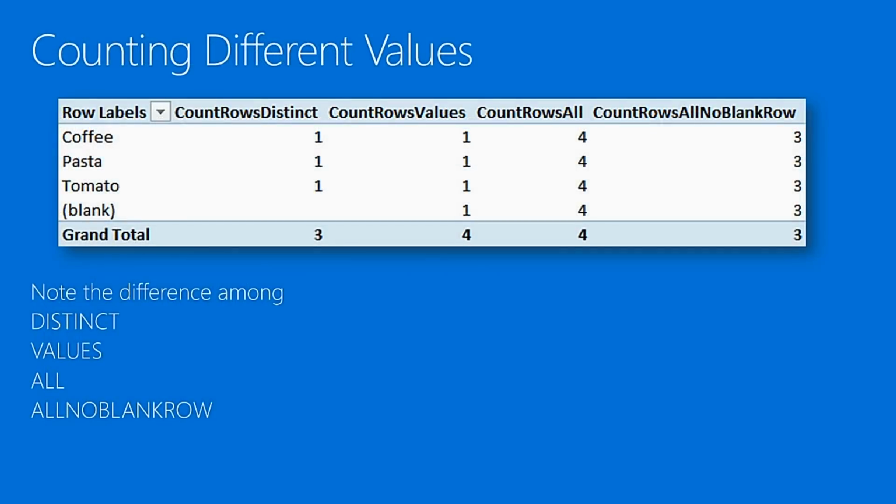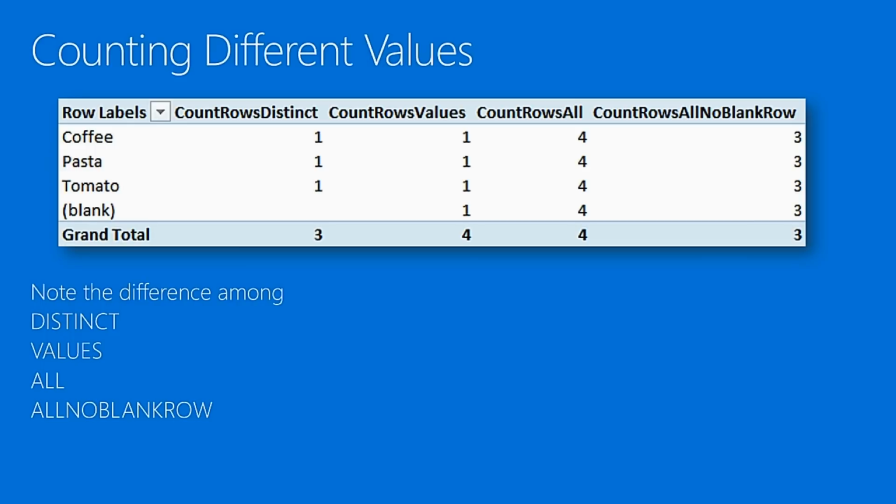The next slide, hopefully it's useful to see the difference. I created a few measures. One does a count rows distinct, the other one does a count rows of values, then count rows of all, and count rows of all no blank row. And then I put everything in a pivot table. And you see that count rows of distinct, since distinct does not consider the blank row, you see 1, 1, 1, then blank, and it aggregates for 3. Whereas if I do a count rows of values, since values considers the blank row as a valid row, I have 1, 1, 1, 1, and then 4 as the total. The same happens if I do a count rows of all, or a count rows of all no blank row.